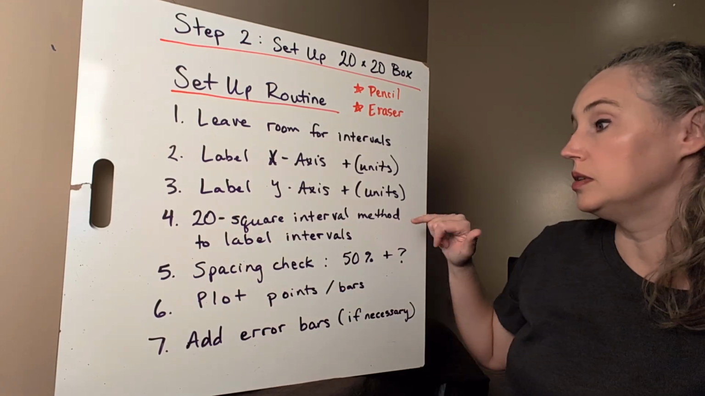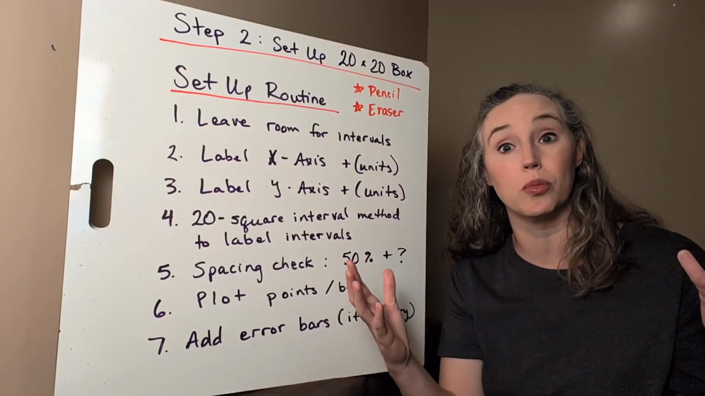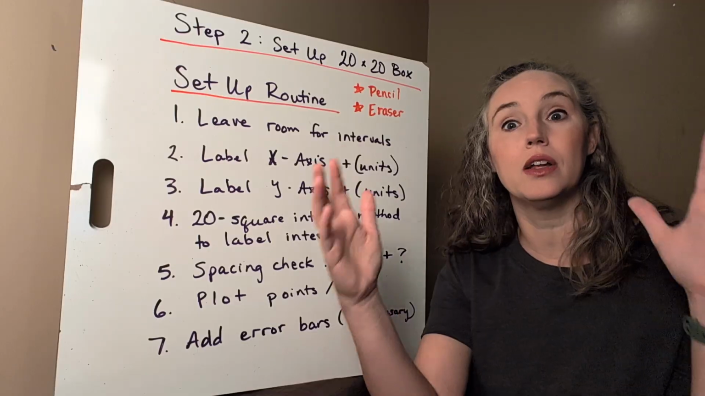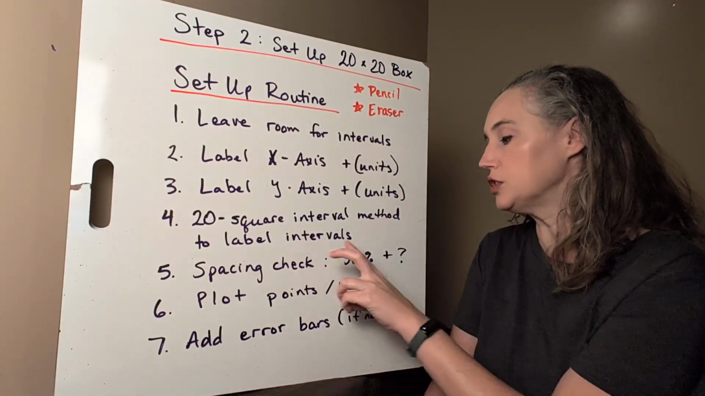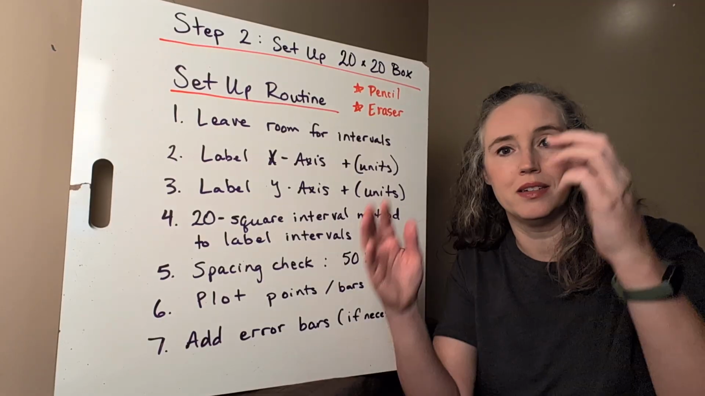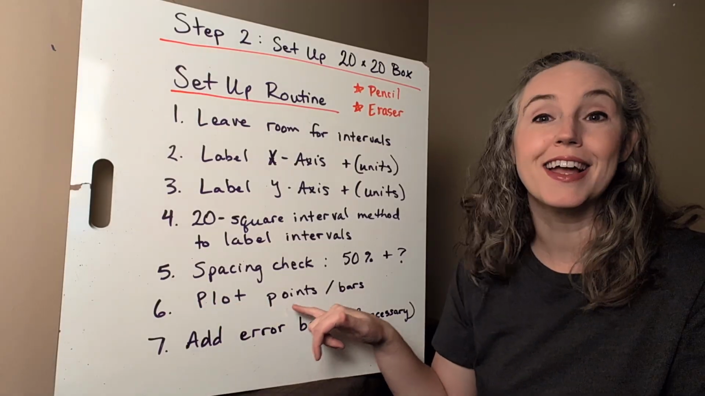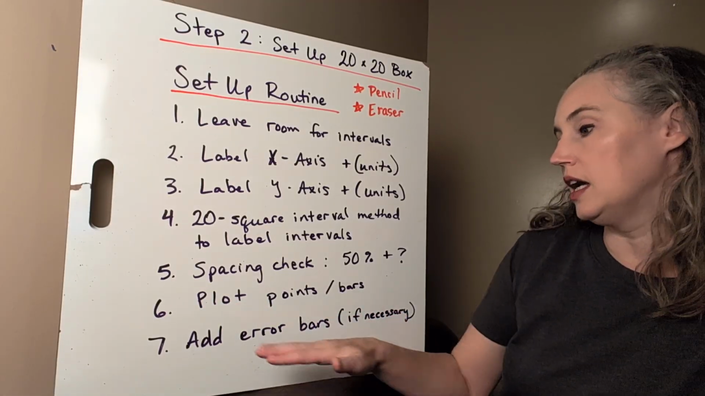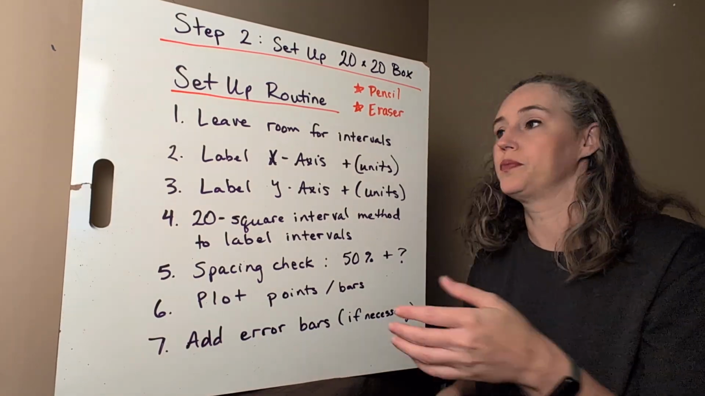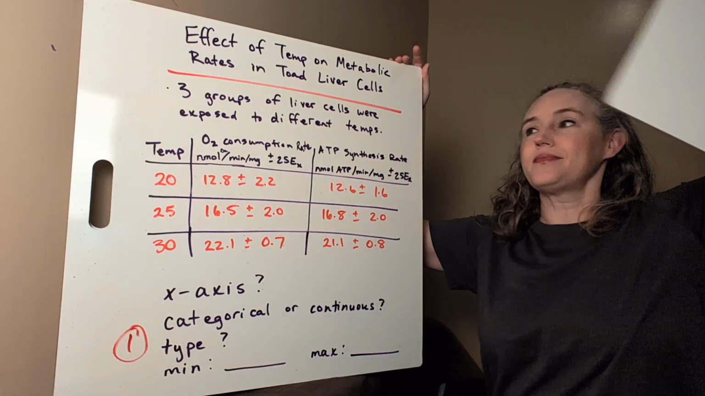So once we've labeled our intervals, again, do that spacing check. Is it 50% of the space or more? If so, great. If not, don't start plotting yet. Redo your intervals. Then once your spacing check is good, and to do that, you really just need to see where's my max? Where's my min? Like, where is this gonna ballpark, right? Then you're gonna plot your points and add your error bars, if that's required based on the data table. And a lot of times it is, so practice that.